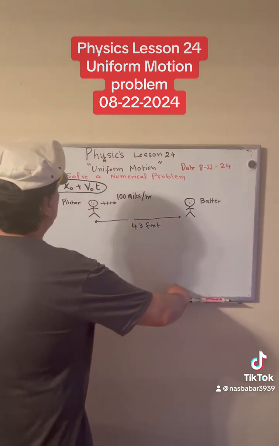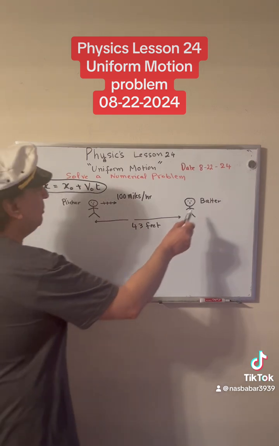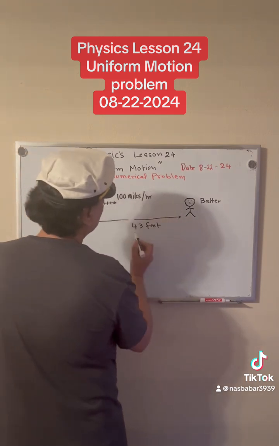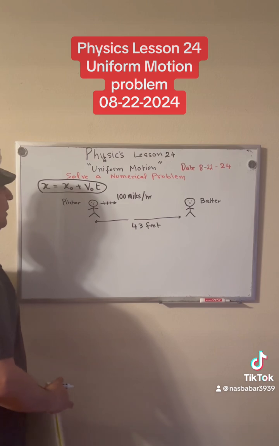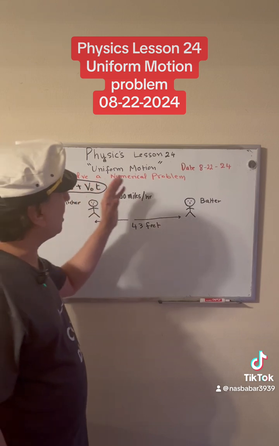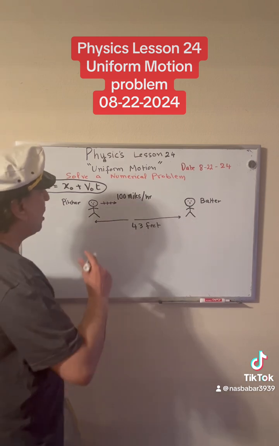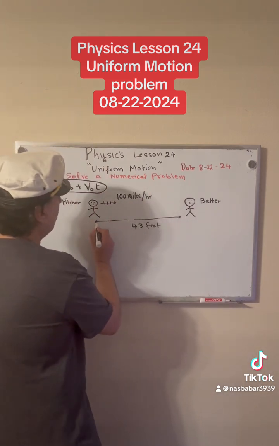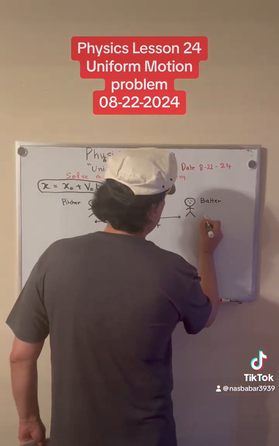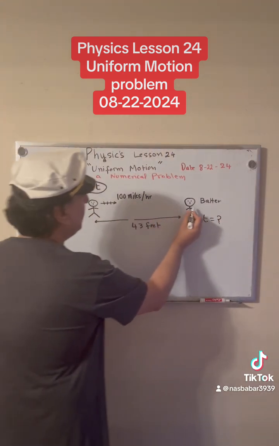So you have a baseball pitcher right here, and this is the batter right here. And the distance between pitcher and batter is around 43 feet. This pitcher hits the ball pretty hard and it goes around 100 miles per hour towards the batter. So the question is, how long does it take for the ball to reach from pitcher to batter? We've been asked to find the time it takes for the ball to reach the batter.